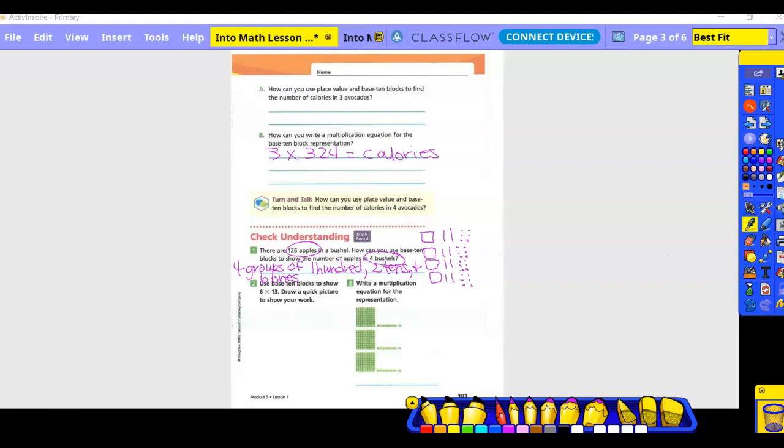Draw a quick picture to show your work. So we would have to have, how do we represent 13? We need 6 groups of 13, right? So what do I draw for 13? So long and 3 small cubes, right? How many times do I draw that? 6.